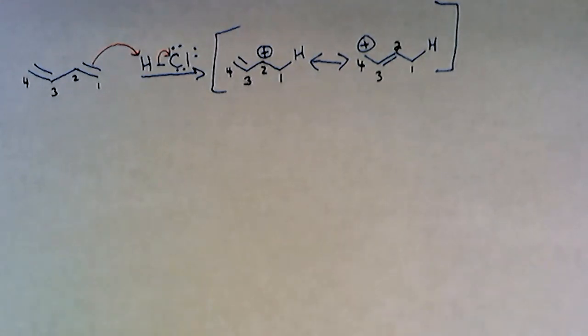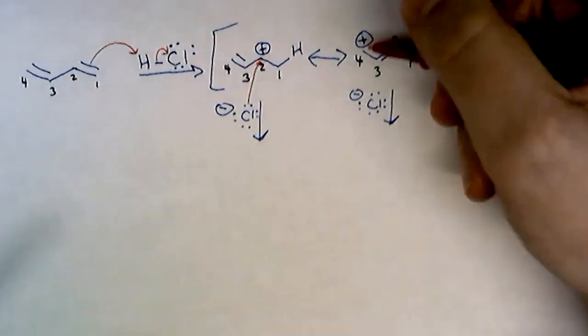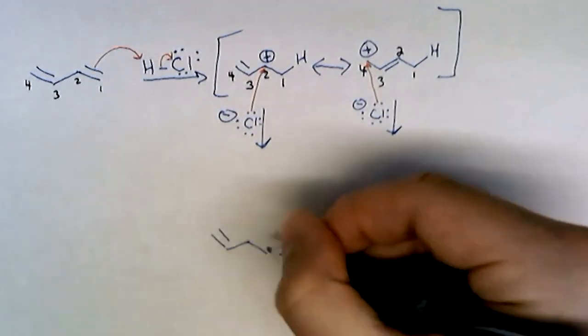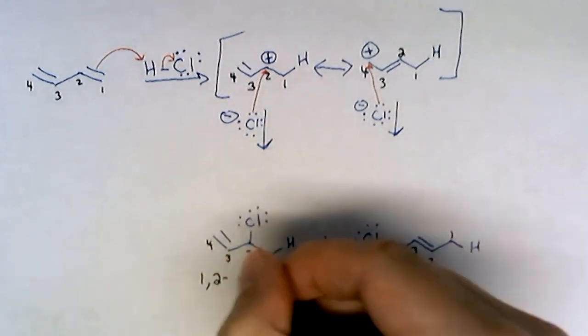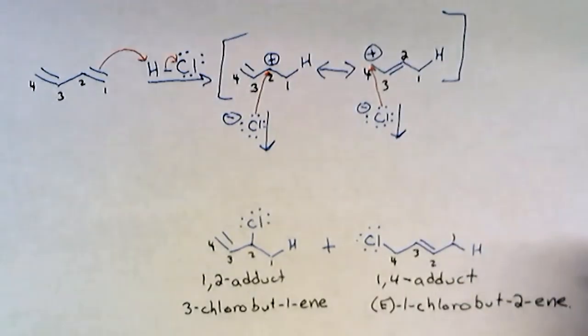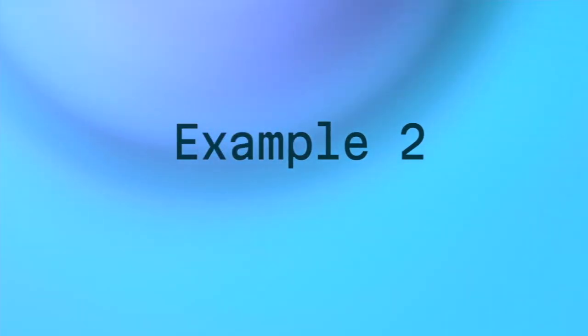The nucleophile chloride can then perform nucleophilic attack on either resonance contributor, leading to the two possible products, the 1,2 and the 1,4 adducts. The 1,2 adduct is 3-chlorobut-1-ene, and the 1,4 adduct is E-1-chlorobut-2-ene. The example we just completed was symmetrical, which greatly simplified things.